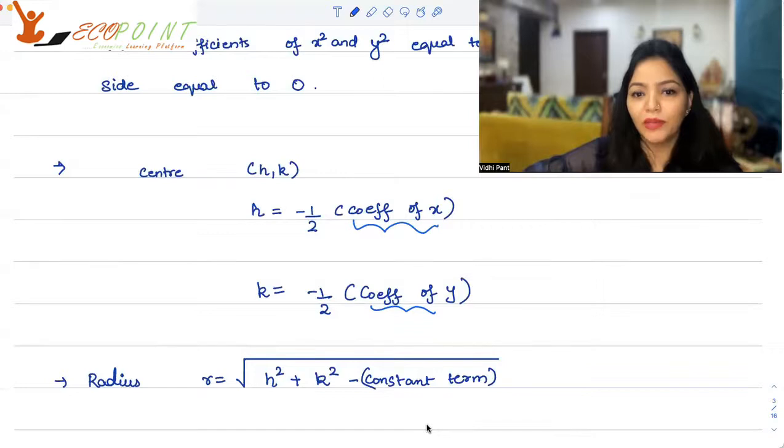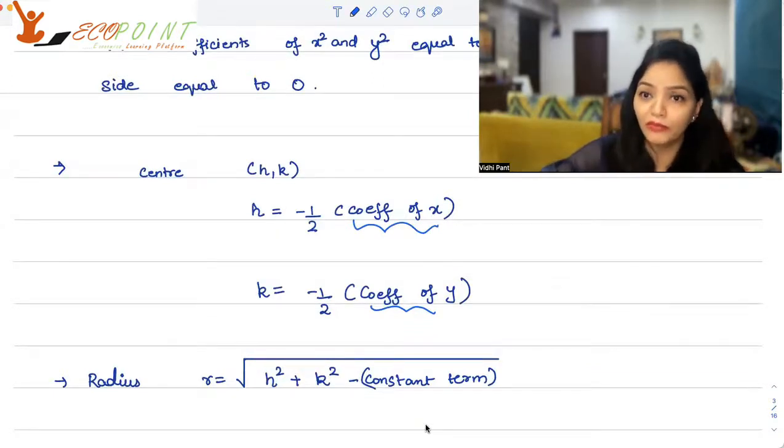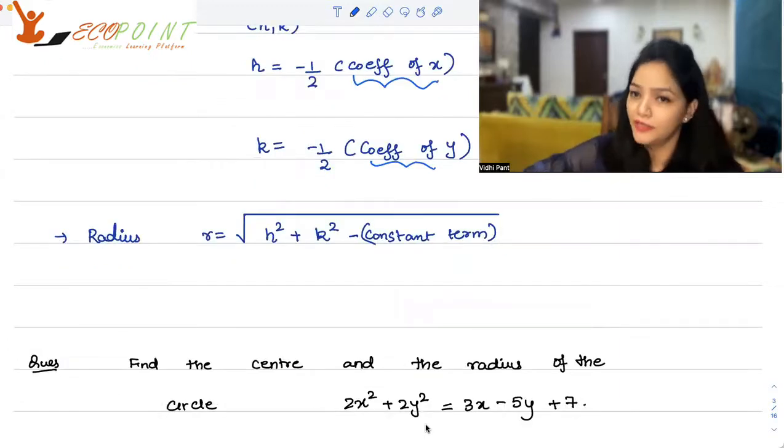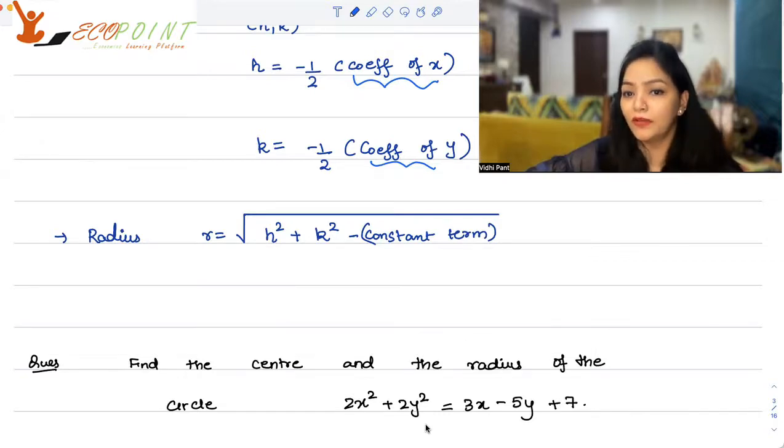The radius is the square root of h square plus k square minus the constant term. Now, let's understand this using an example. Find the center and the radius of the circle given to you as 2x square plus 2y square equal to 3x minus 5y plus 7.